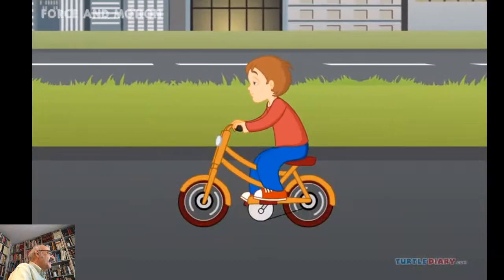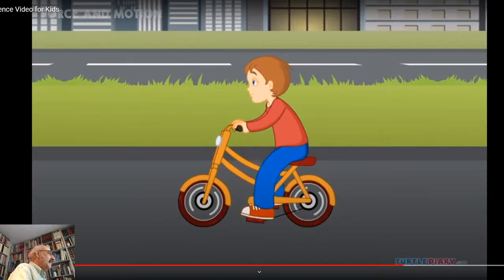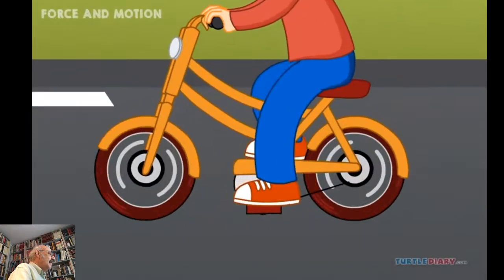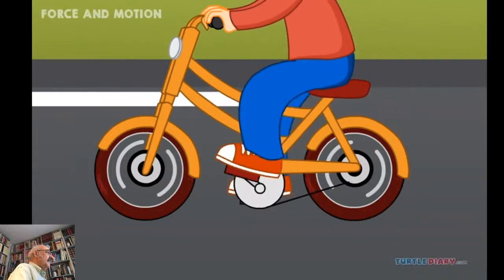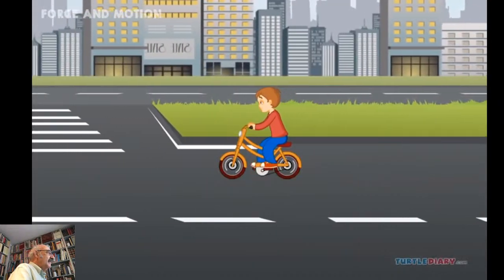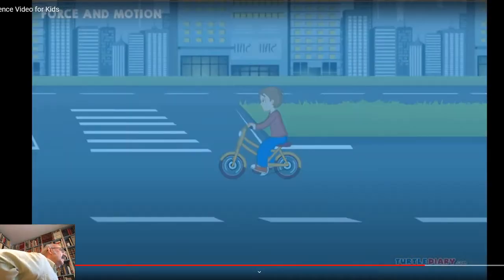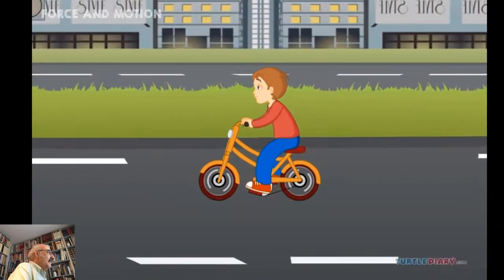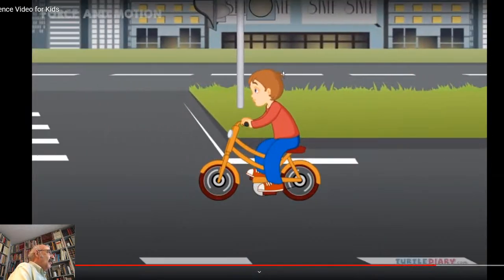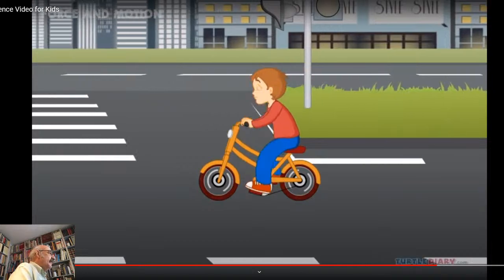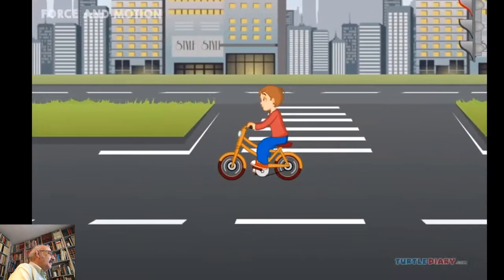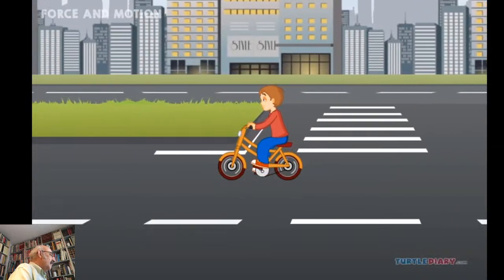You use force to get a bike to move. How? By pushing and pulling the pedals. Once the bike is moving, what else can you do? You can go faster by using more force, pushing and pulling harder. So the more force you use, the faster you move. You can slow down by using less force, not pushing and pulling as hard.